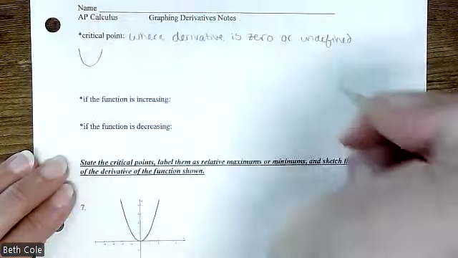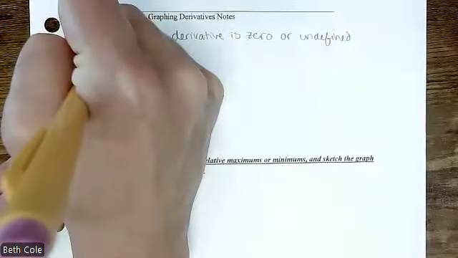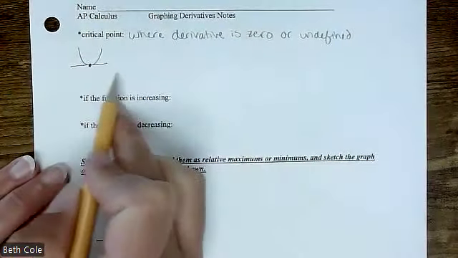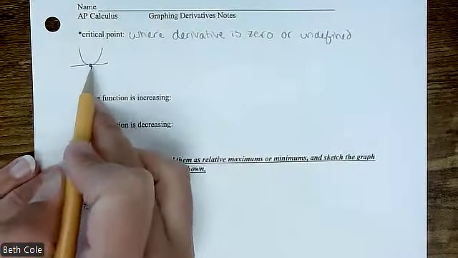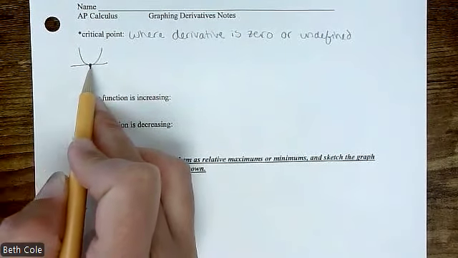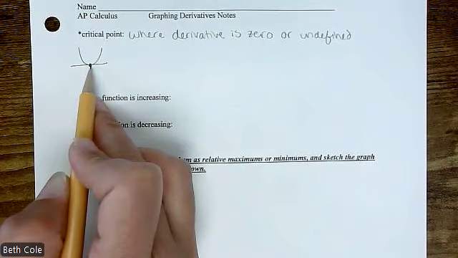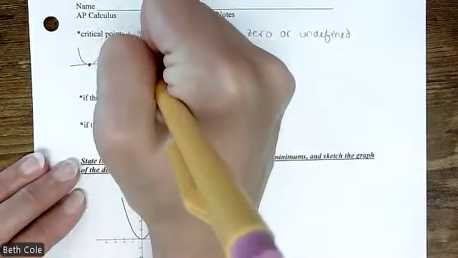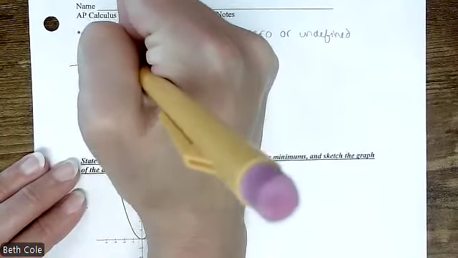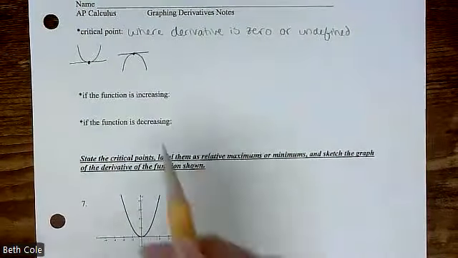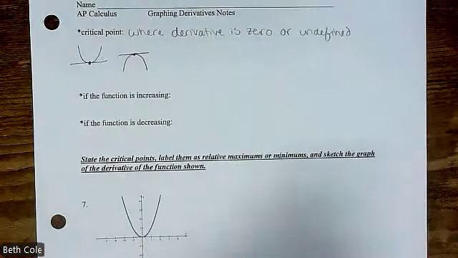If you have a parabola like this, do you see how I can draw in a tangent line with a 0 slope right there? That is a critical point. How else could I draw a parabola and get a critical point? Upside down. So also like this, I can draw in a tangent line with a 0 slope, and that point of tangency, that's a critical point.